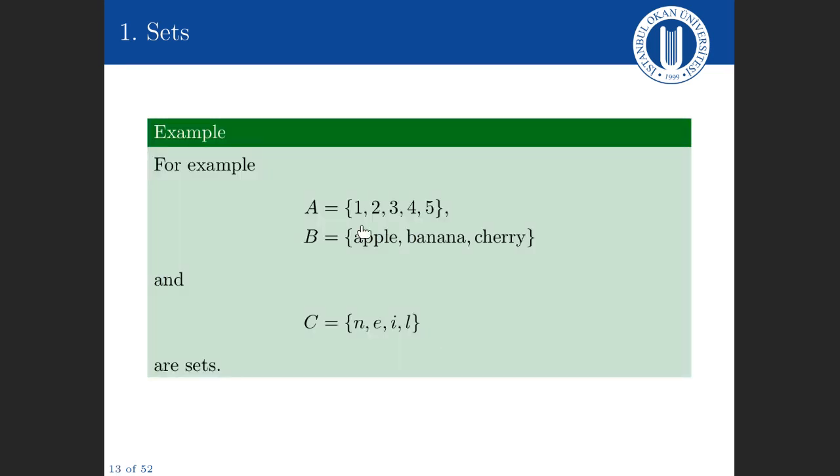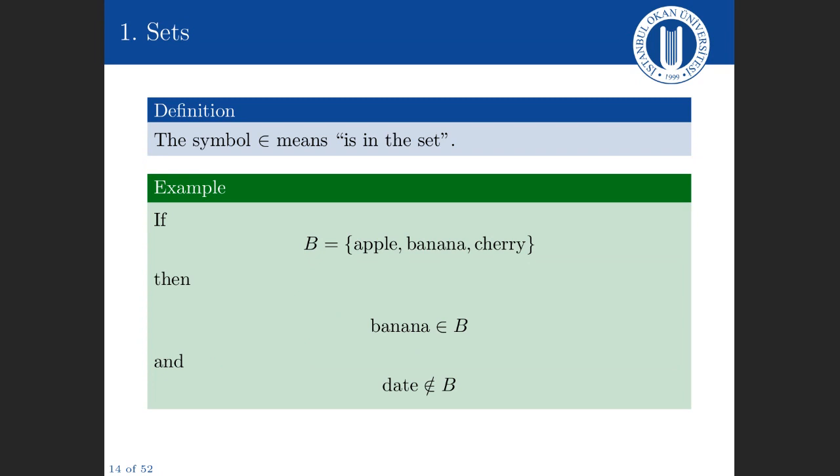For example, the collection of 1, 2, 3, 4, and 5 is a set. We use these curly brackets on the left and the right to contain the set. And we can name a set. The set I can call set A. Or another example, the set B is the set containing apple, banana, and cherry. Or the set C contains the letters N, E, I, and L. We can put any objects in a set as long as it's clear if an object is in the set or is not in the set.